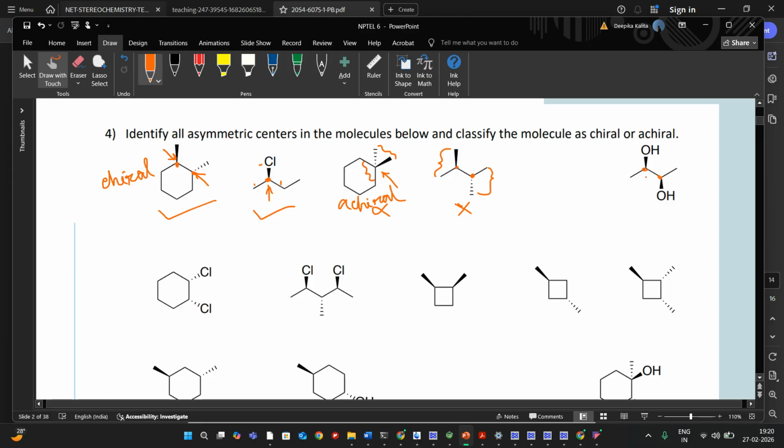So in this molecule, these are the two centers which are not linked to similar groups, okay? Both the two centers are containing four different substituents. Hence, these two will be the asymmetric centers present in the molecule. Also, if you look closely, this molecule does not possess any plane of symmetry. So, this molecule will be chiral.